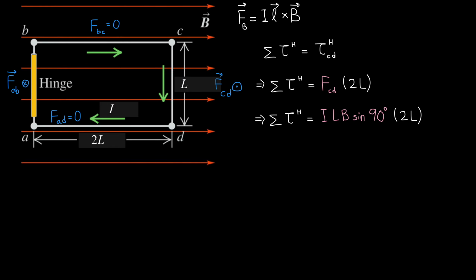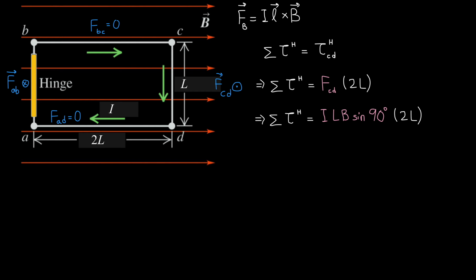Only one force is able to create torque about the hinge, so the net torque is equal to the torque created by that force, which is the force acting on segment CD. And the torque that this force applies on the hinge is equal to the magnitude of the force times 2L, which is the perpendicular distance between the force and the hinge. And remember, the force is pointing out of the page.